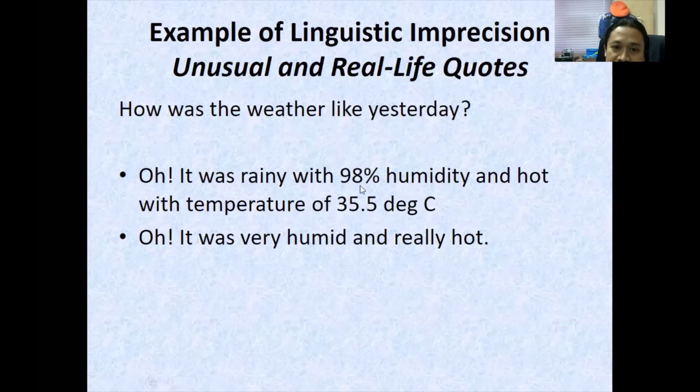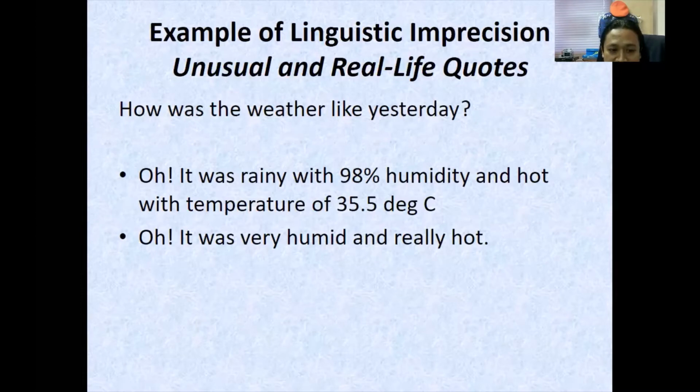Linguistic imprecision is very complicated otherwise. If we set 98% humidity, how do we measure it? That needs a sensor, or we have another way. And the temperature of 35.5, normally we can just say today is really hot. So fuzzy follows human real life codes.